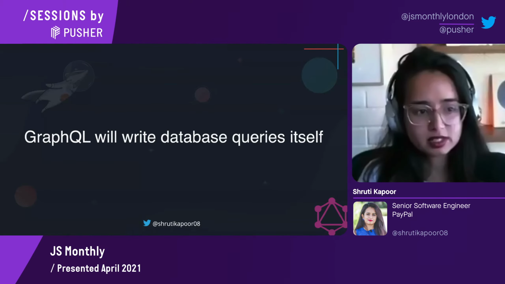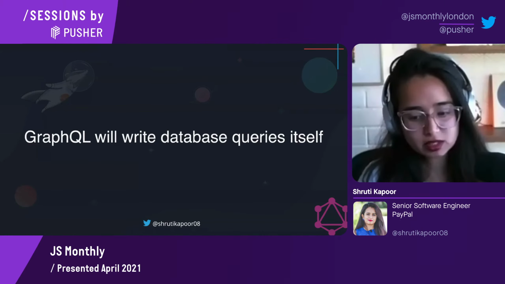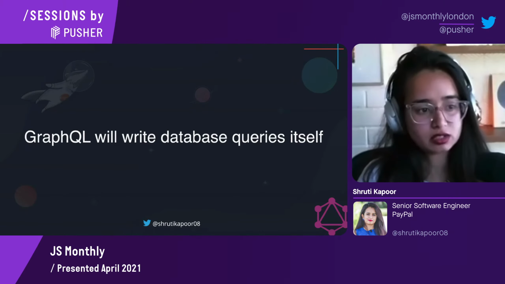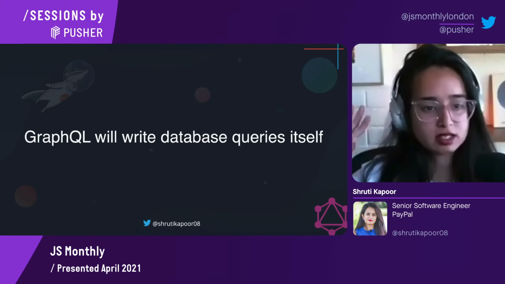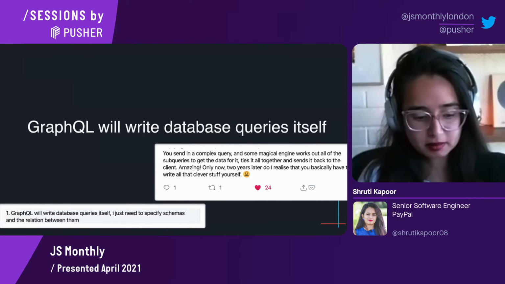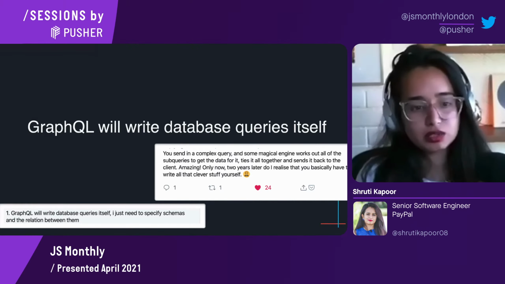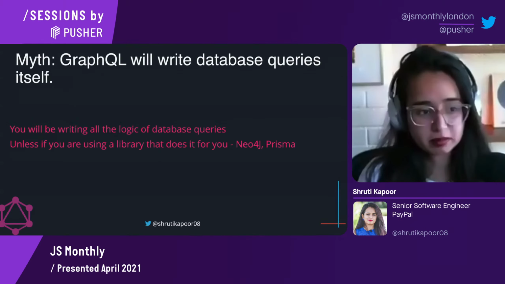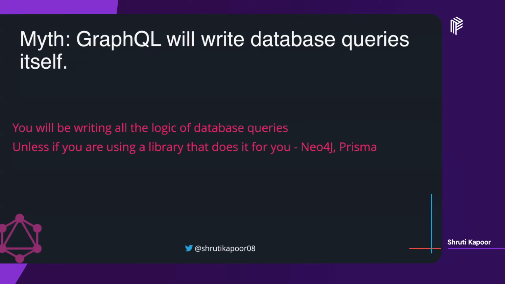Another common misconception is that GraphQL will write database queries itself, that you just need to take care of the query or the mutation, and everything behind this happens by itself. But again, GraphQL is similar to how REST has a resource implementation. You still need to do all the magic of doing your database queries in your resolvers, unless you're using a library like Prisma or Neo4j that does this for you.